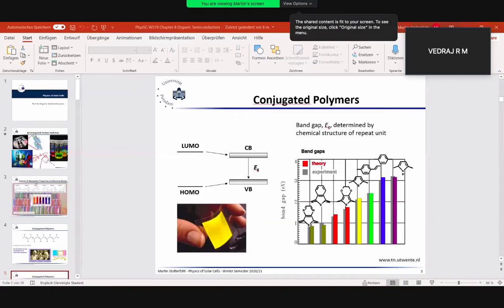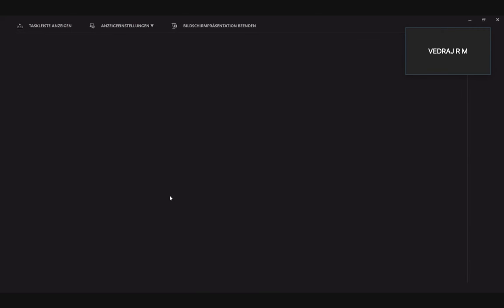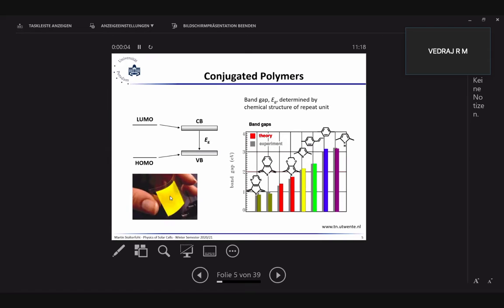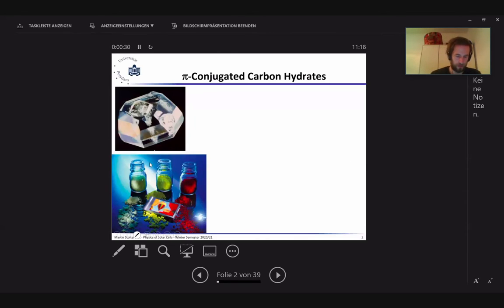I hope you see that. Okay, last time we started with organic semiconductors. I already started with that, and I would quickly like to go very briefly through the physical properties of organic semiconductors. So mostly conjugated polymers, why are they semiconducting? And then hopefully today I can also introduce organic solar cells.